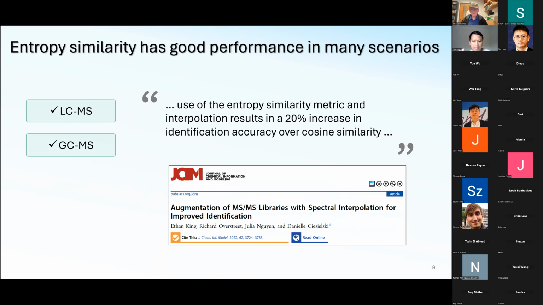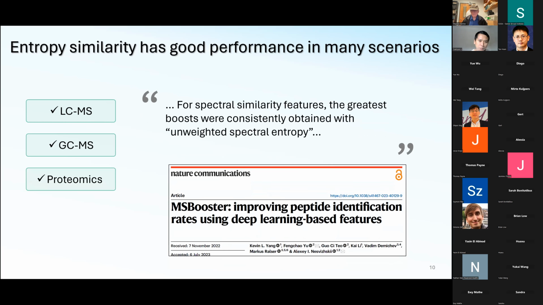For example, in this lab, they tested the entropy similarity in GC-MS, and they found the entropy similarity can give a 20% increase in identification accuracy over the cosine similarity. And this group tested the entropy similarity in proteomics. They compared multiple different spectrum similarities, and they found the entropy similarity is always the best.